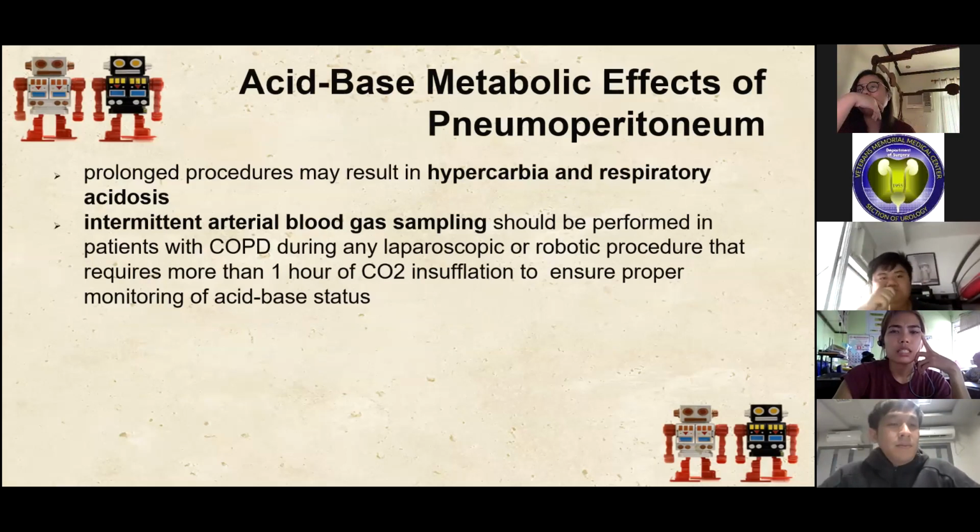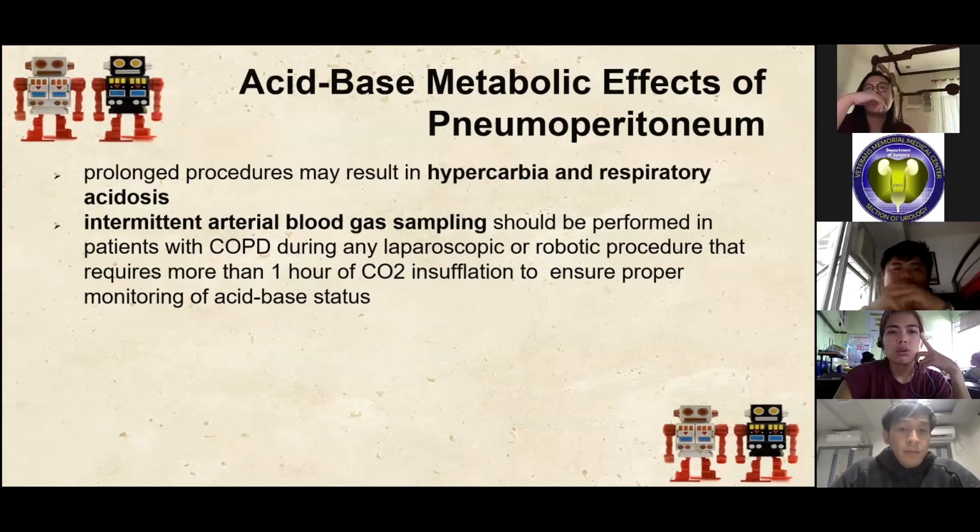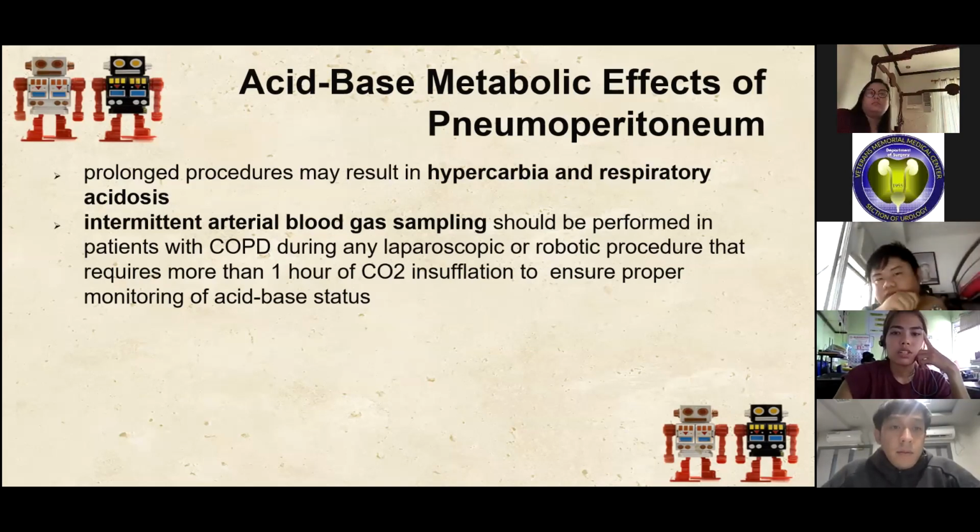So next, we have the acid-base metabolic effects of pneumoperitoneum. Prolonged laparoscopic procedures may result in hypercapnia and respiratory acidosis. Also, intermittent arterial blood gas sampling should be performed in patients with COPD during any laparoscopic or robotic procedure that requires more than an hour of carbon dioxide insufflation to ensure proper monitoring of acid-base status.